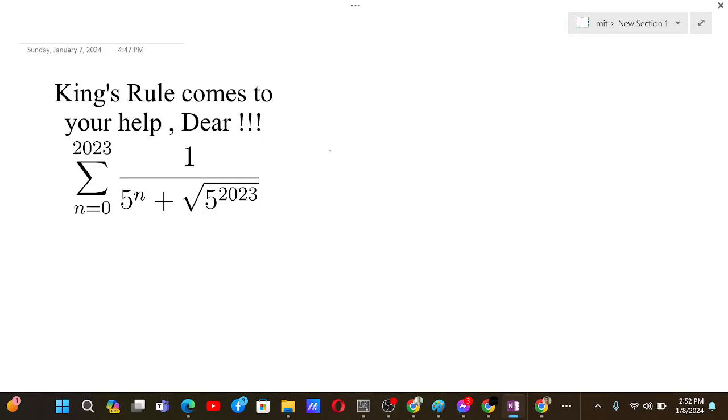King's rule comes to your help in this sum. The sum is from n equals 0 to 2023 of 1 over some expressions. But before we begin, let me introduce you to King's rule.